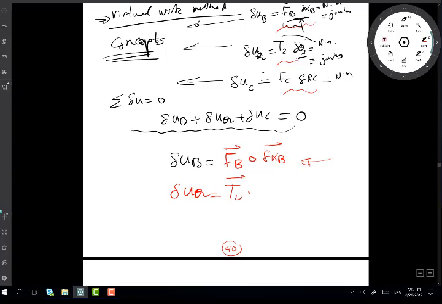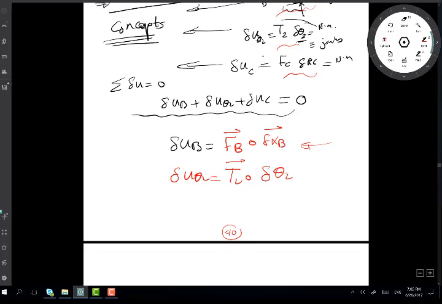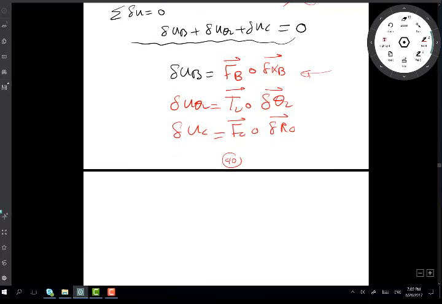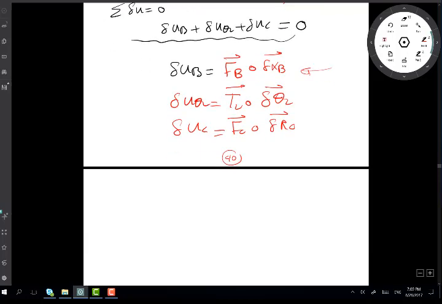All right. Okay, the same thing here, delta u theta 2 is a dot product: the torque T2 multiplied by delta theta 2, and delta u at point C, also the force FC dot product with a vector delta RC. So that's all vectors added together. This is how to use the method properly.